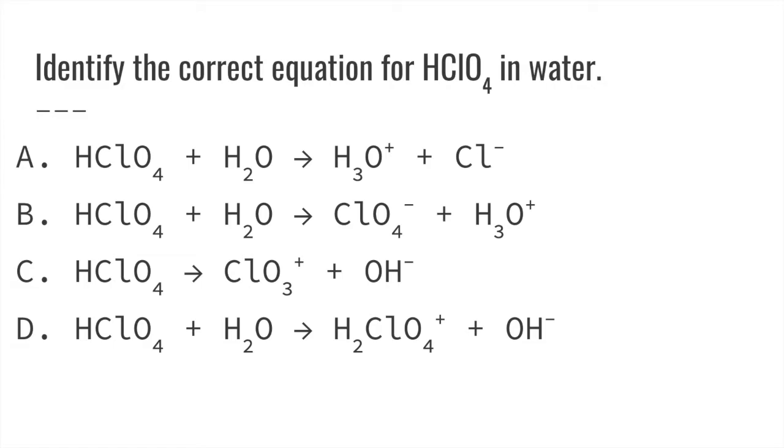Let's apply that definition and generic equation to identify the correct equation for what occurs when perchloric acid, HClO4, is dissolved in water. Take a moment to consider these four options. Which of these is the correct, balanced chemical equation showing that perchloric acid does what an acid does in water? I'll give you about 15 seconds.